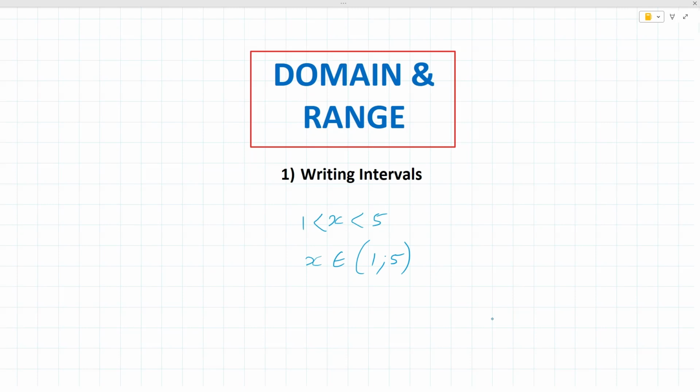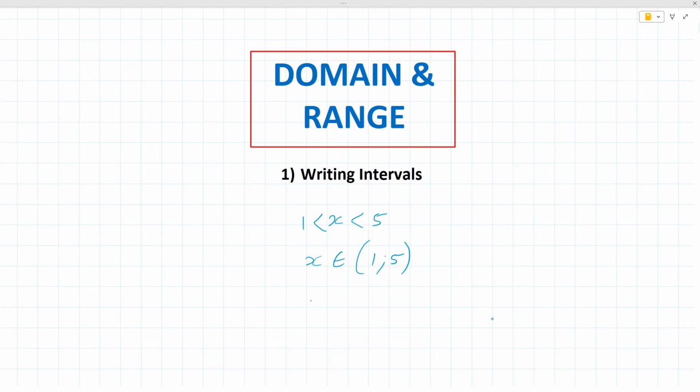And notice that we're using rounded brackets here. The rounded bracket is there to indicate that the value 1 is rejected and the value 5 is rejected. And so we're going strictly from 1 to 5, not including the boundary. So strictly bigger than 1, strictly smaller than 5, just like we had strictly bigger than, strictly smaller than before that. Now the euro sign here, that means belongs to. We find that in Venn diagrams.